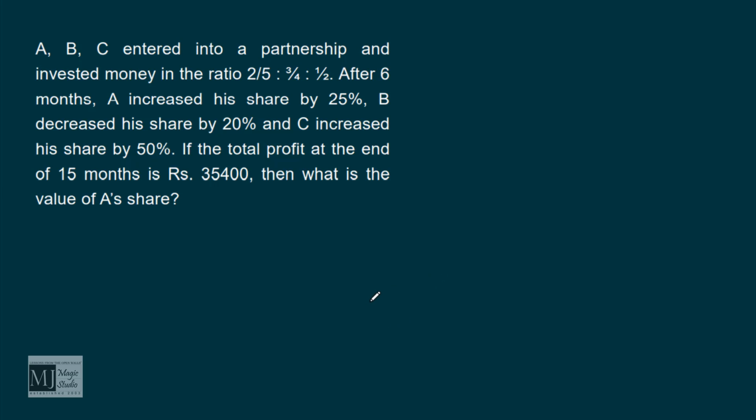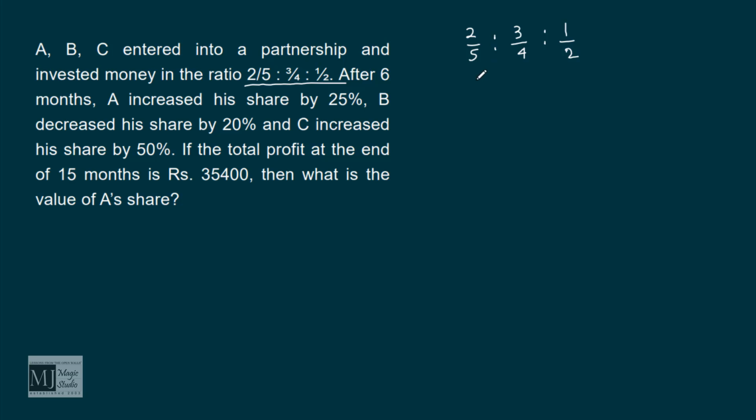Okay, it's time to solve this now. A, B, C entered into a partnership and invested money in the ratio which is given in fractions: 2 by 5 is to 3 by 4 is to 1 by 2. First thing, make this very clear: ratio should not be in fractions. Try to convert this into numbers so that it is easy for us to solve it further.